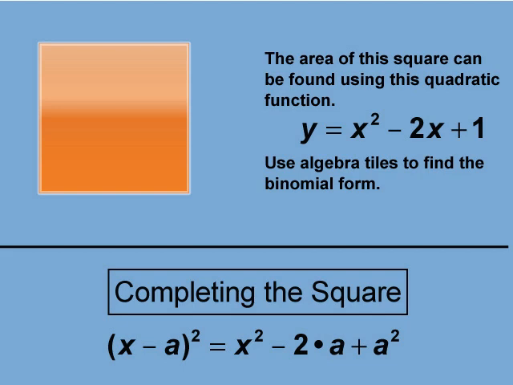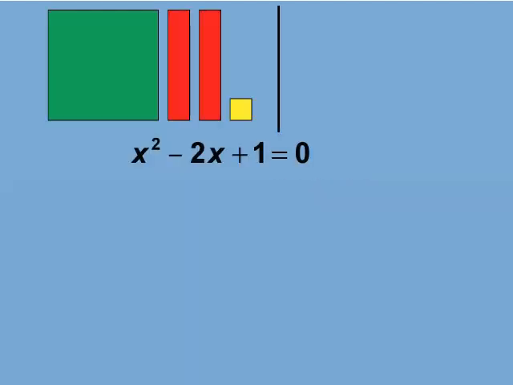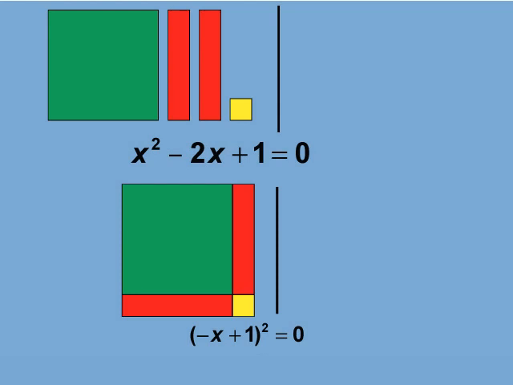Let's start by modeling the quadratic with algebra tiles. Here is the quadratic modeled with tiles. Let's rearrange these tiles into a square shape. This collection of tiles easily rearranges itself into the binomial negative x plus 1, quantity squared, which can be rewritten as x minus 1, quantity squared.